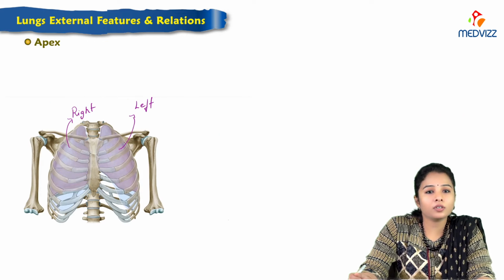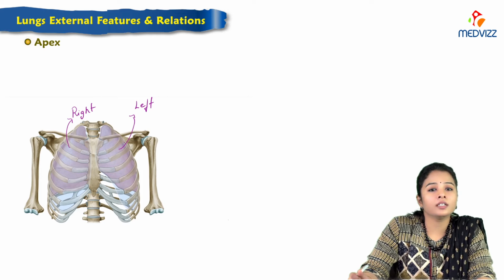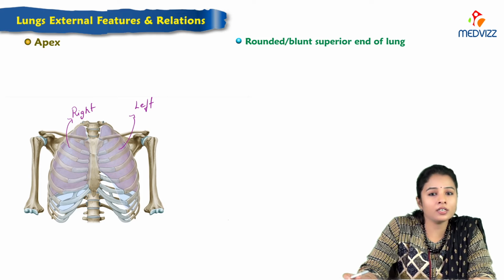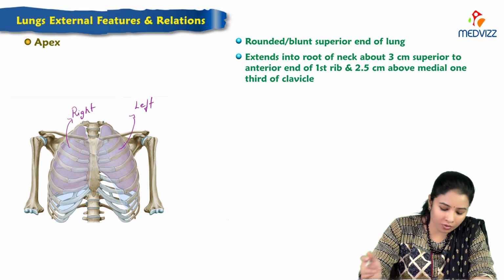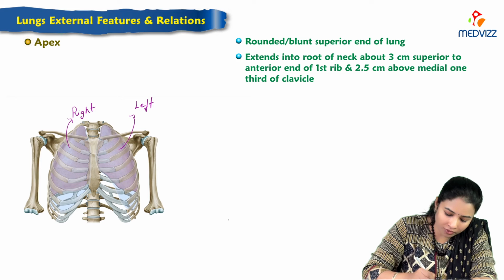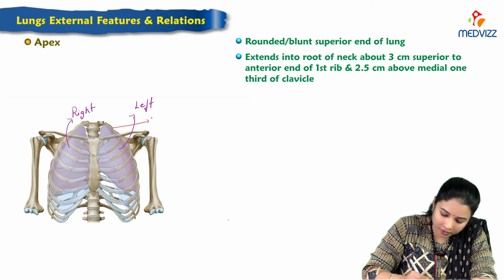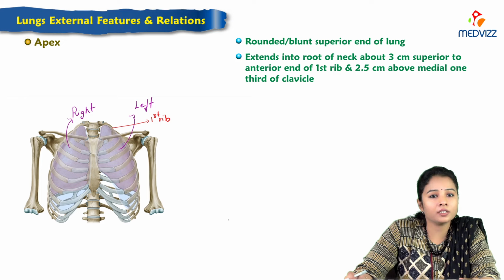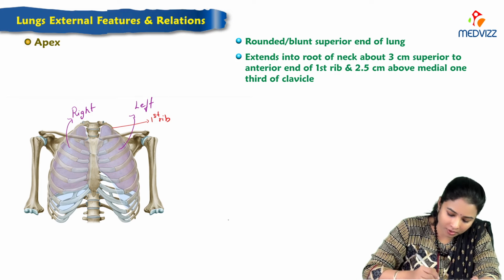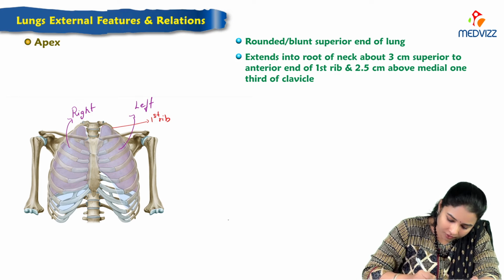Okay, let us discuss the apex of the right and left lungs. The apex is rounded and blunt. It is the superior end of the lung, and it extends into the root of the neck. If you see, it extends beyond the first rib into the root of the neck. Here is the first rib. It is about 3 centimeters superior to the anterior end of the first rib. So this is the anterior end of the first rib.